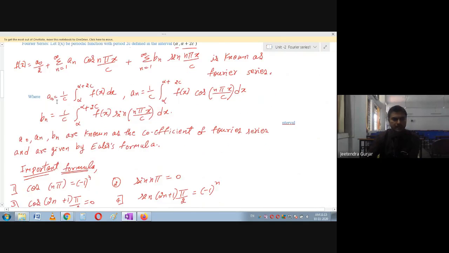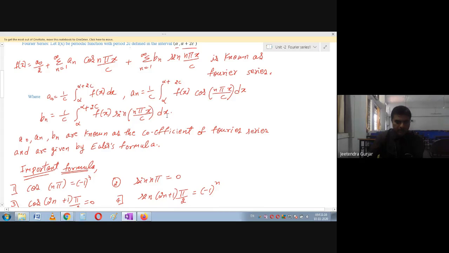Also, we come across where this a naught, a n and b n are defined like this. They are known as the Fourier coefficients given by Euler's formula. That is, a naught is equal to 1 upon c integration alpha to alpha plus 2c f of x dx, and next we have a n is equal to 1 upon c integration alpha to alpha plus 2c f of x cos n pi x upon c dx. Similarly, we have b n is equal to 1 upon c integration alpha to alpha plus 2c f of x sin n pi x upon c dx.